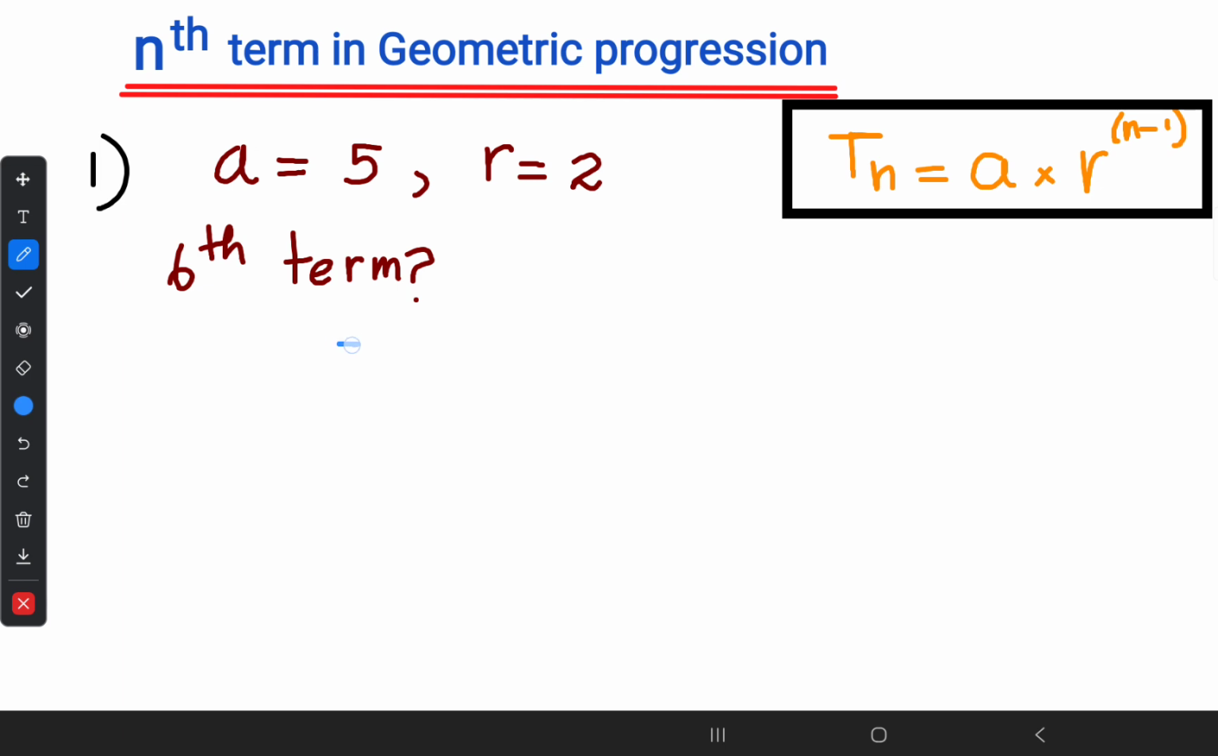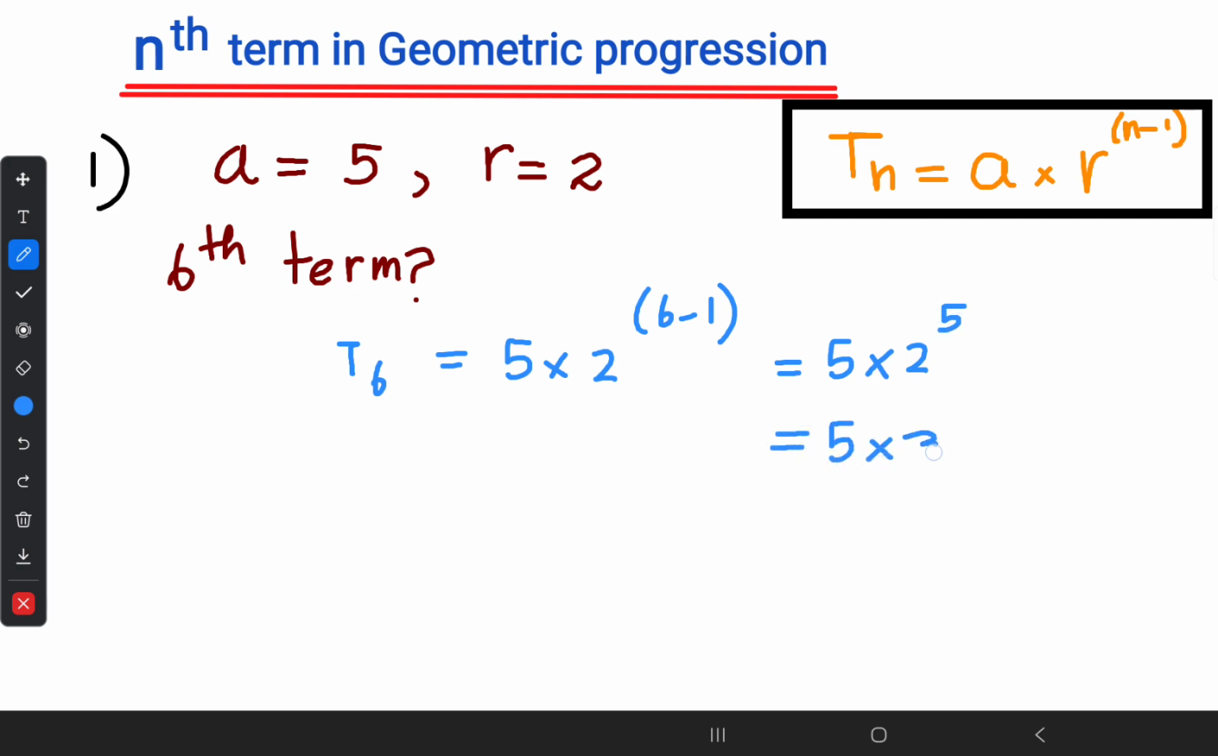You should find T6. A is 5 multiplied with 2 to the power of n minus 1. n is 6, no? 6 minus 1. So 5 multiplied with 2 to the power of 5. So 2 to the power of 5, when we multiply that, that is not 10, that would be 32. 5 multiplied with 32 would be 160. That is our sixth term.